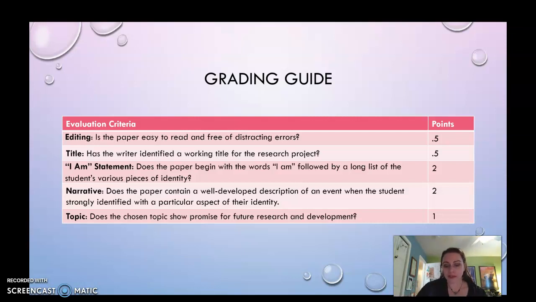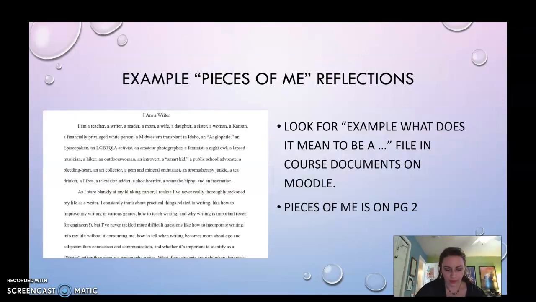I'll look at your topic as a possibility for the final research paper and give advice if I'm worried it might not work. Generally I can usually see how something will work, and I can give you ideas about how to do it. As always, there are examples available in the course documents up at the top of our Moodle page. Look for an example, what does it mean to be, on page 2 of the what does it mean to be a blank file in Moodle.